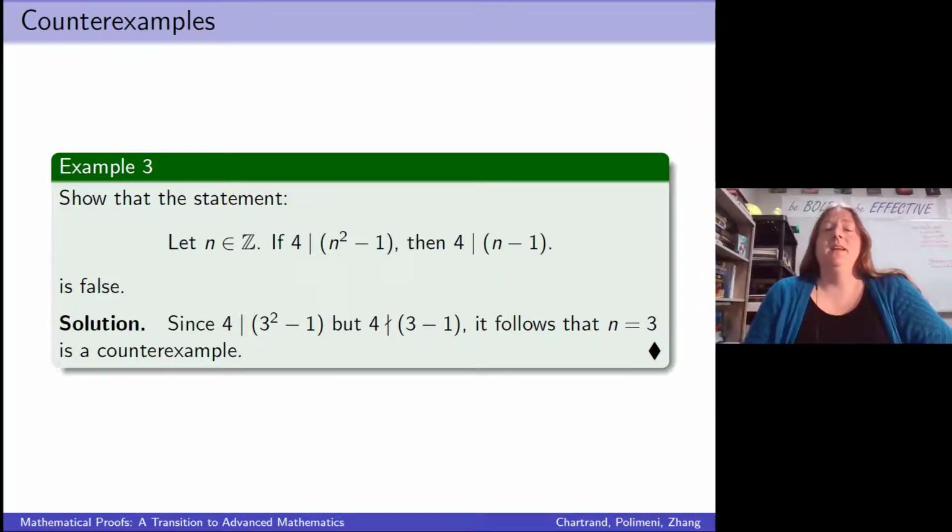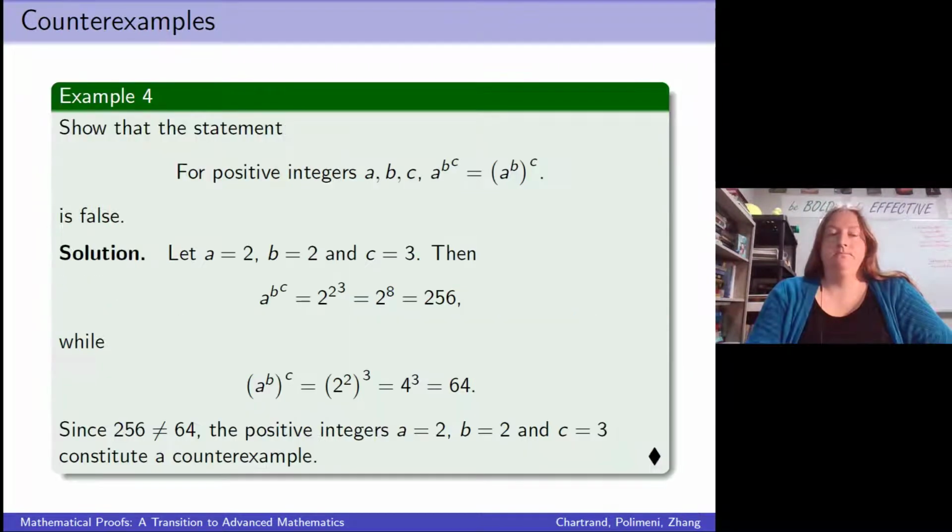So again, trying n equals 3. I'll have 3 squared minus 1. Well, that's 9 minus 1, or 8. So 4 does divide 8. So my P statement, if 4 divides 8, is true. Then 4 divides 3 minus 1, which is 2. So 4 divides 2. That's not true. So n equals 3 is a counterexample for this.